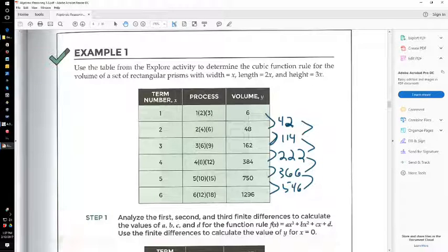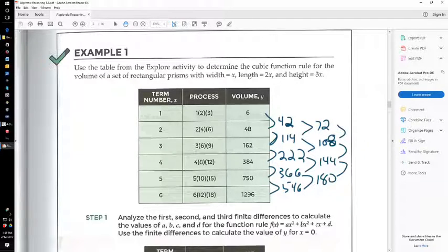Let's do the second difference. 114 minus 42 is 72. 222 minus 114 is 108. 366 minus 222 is 144. And then 546 minus 366 equals 180. So the second difference is not the same, therefore it's not quadratic.